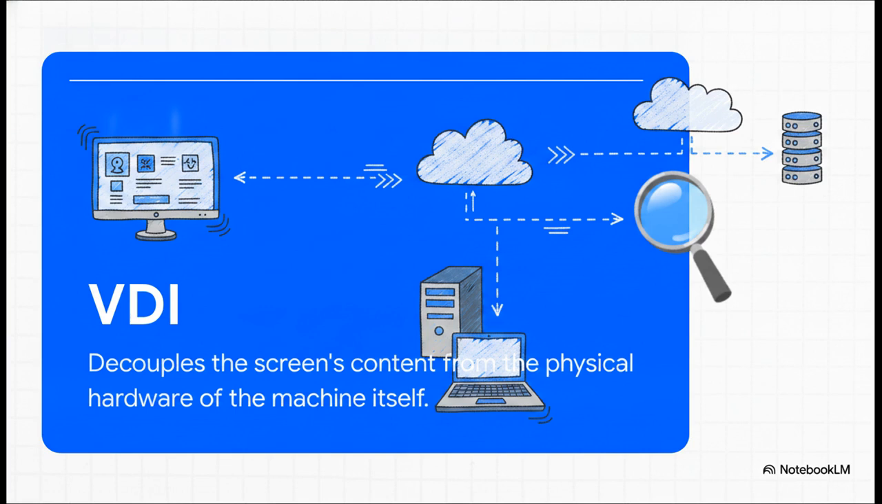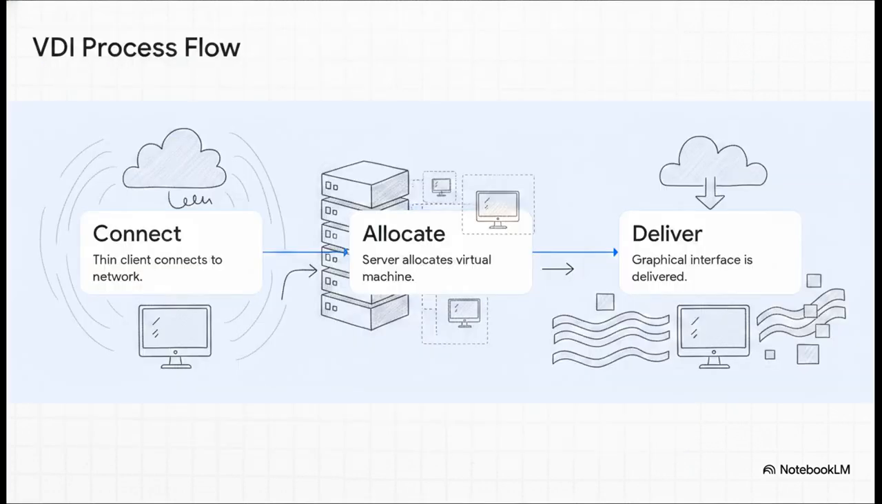With VDI, your operating system, all of your applications, and all of your files, they don't actually live on your laptop at all. They reside centrally on a remote server, usually out in the cloud or in a corporate data center. So here is how that process actually flows step by step. First, the user connects to the network using what we call a thin client, and that's really just a low-power, pretty inexpensive device. Second, the central server allocates a dedicated virtual machine to that specific user.